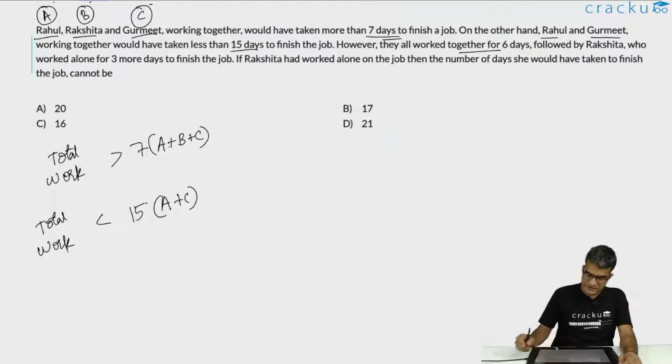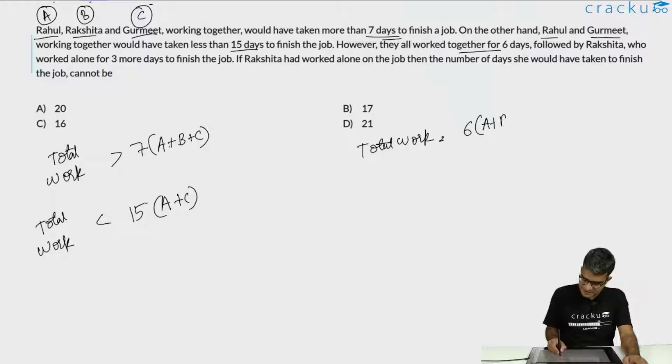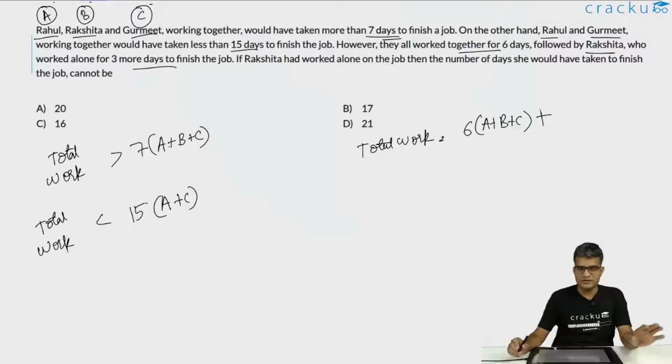Now, they finish the job when all of them work together for 6 days. So the total work that needs to be done is equal to 6 times (A plus B plus C), plus, when Rakshita worked alone, 3 more days were taken. So all three of them worked for 6 days and Rakshita worked for 3 days. So the total work that needs to be done is 6 times (A plus B plus C) plus 3B.